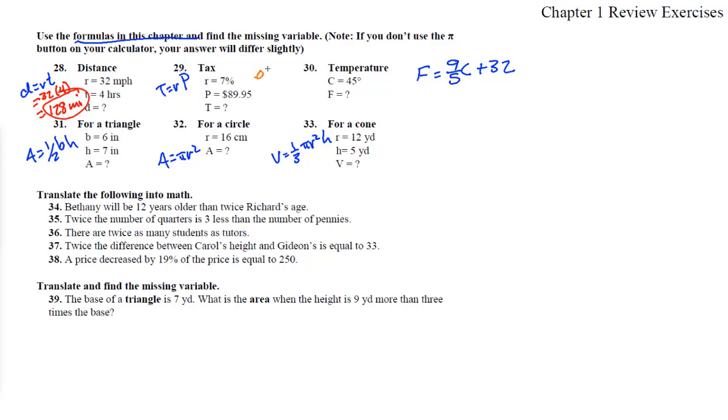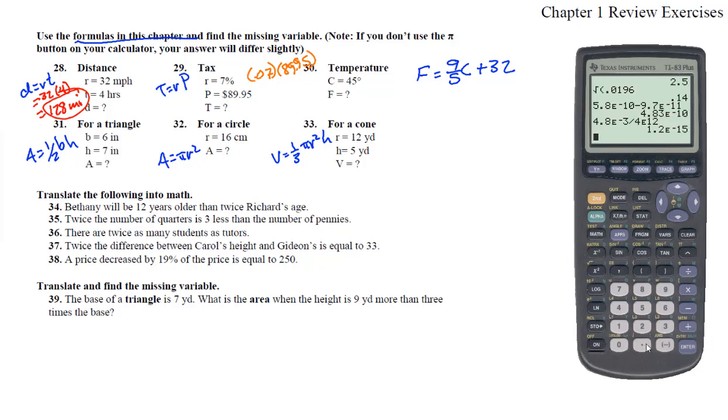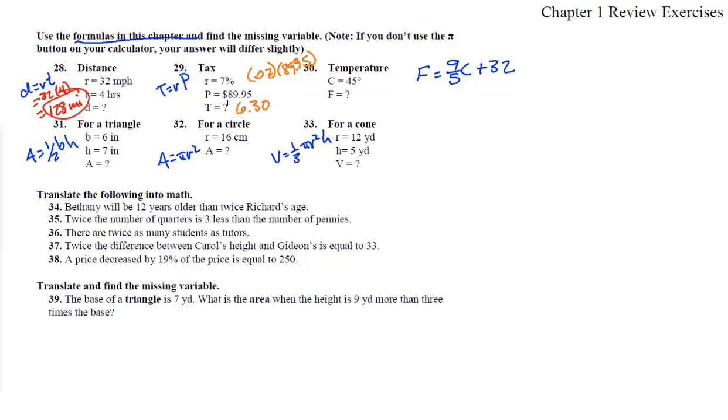This is 7%, that's 0.07 times the price, which is 89.95. Let's pull out our calculator on that one. 0.07 times 89.95, and we get 6.2965. So the tax on that would be $6.30 if we round to dollars and cents.